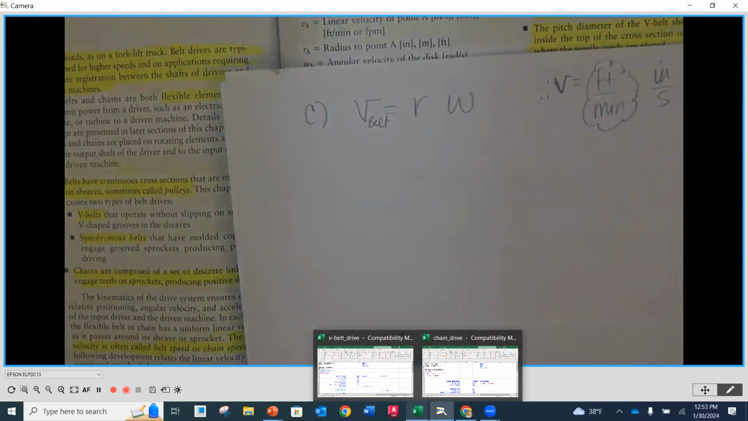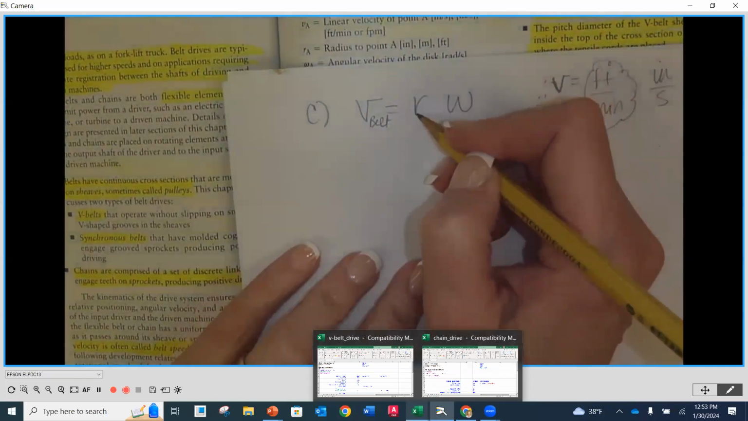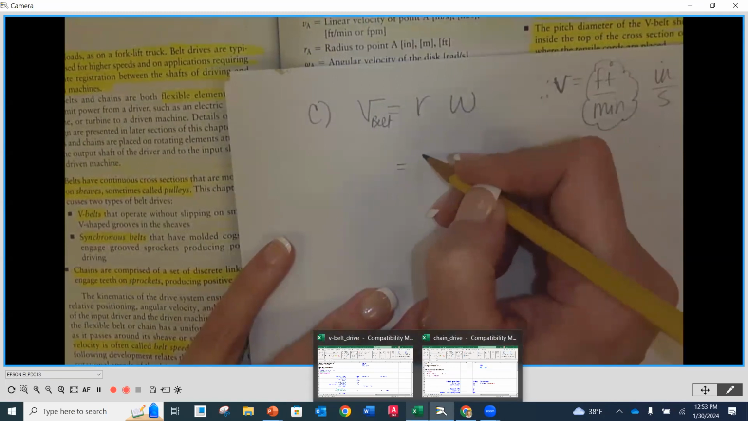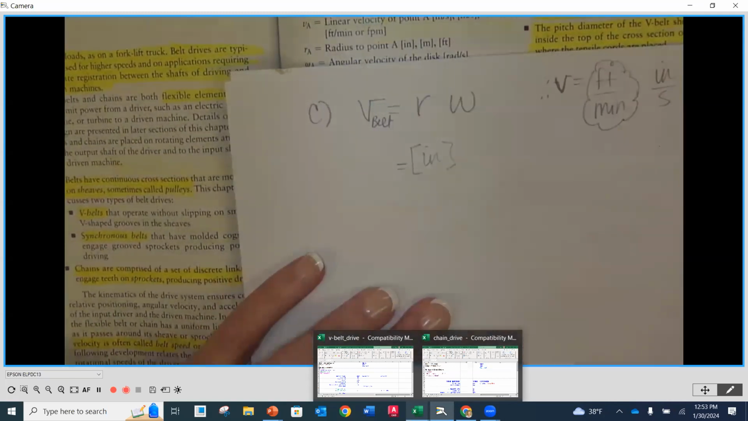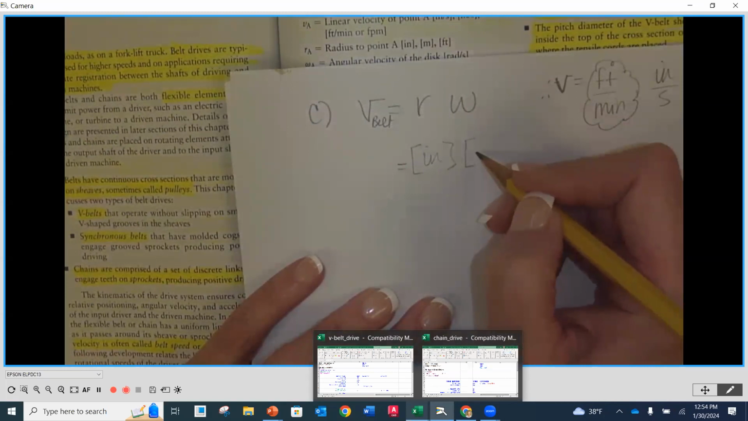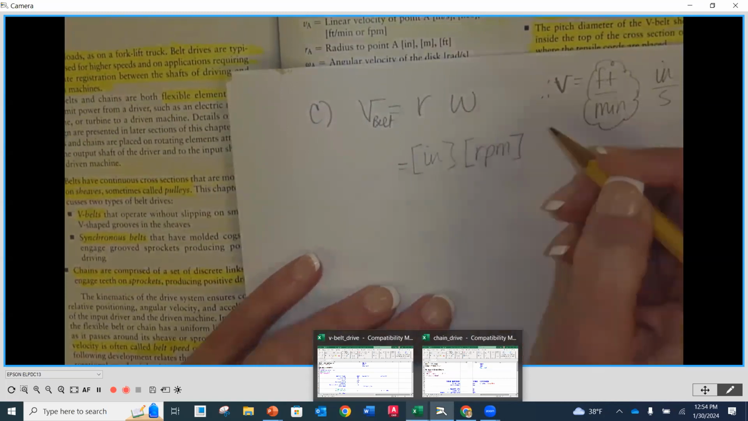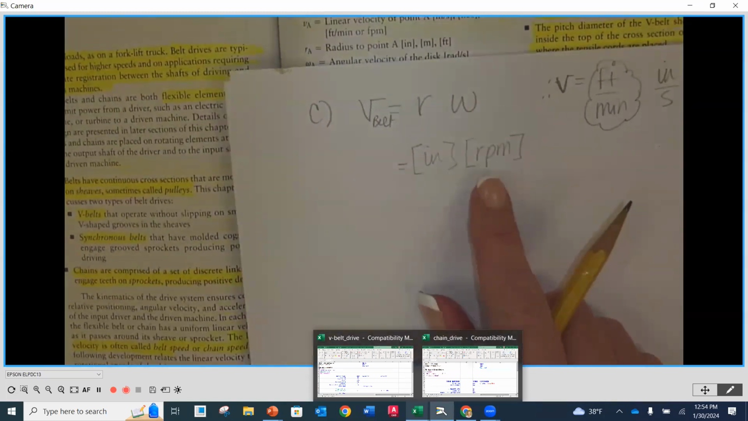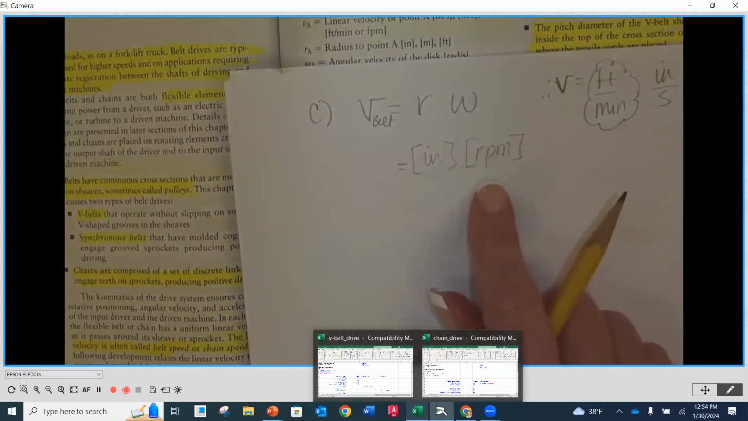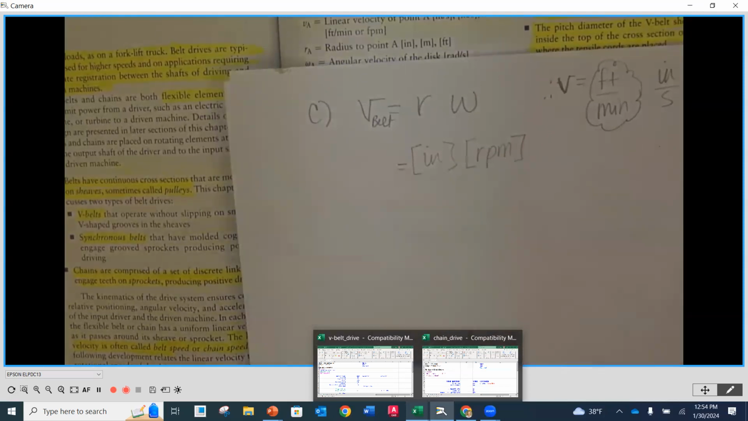Now, when we look here, that means that when we multiply R and W together, we should end up with feet per minute. Now, the current units that we have are inches, right? I'm just going to put my brackets around. And what are our units for W? Not the ones that we have right now. What do you have right now? RPMs, right? So you're ahead of me. We need to convert so that we can end up with feet per minute. So we're going to have to do a little bit with these numbers to get those values.